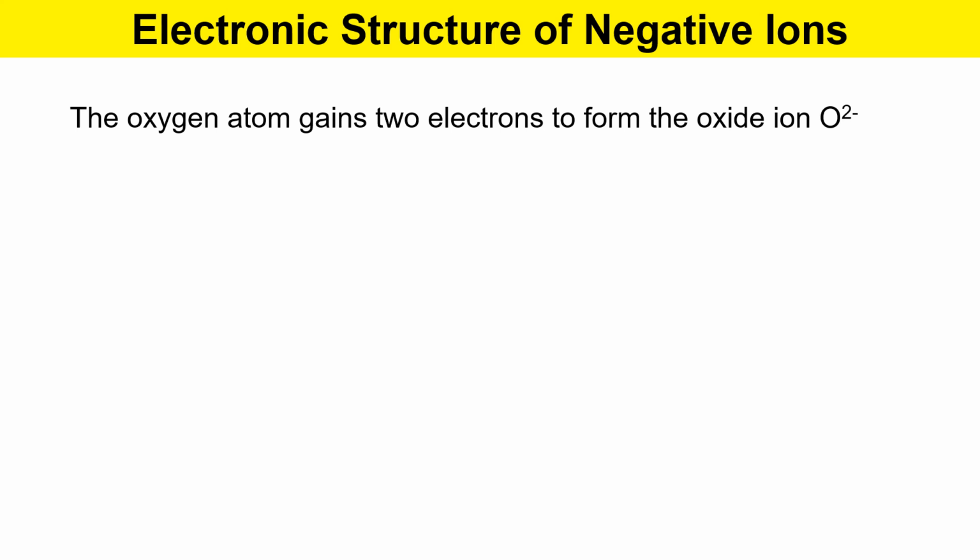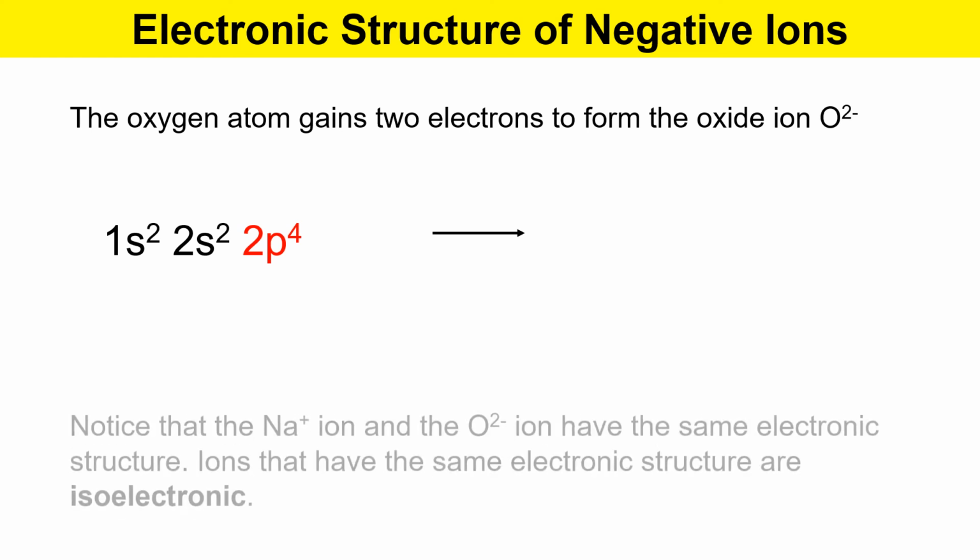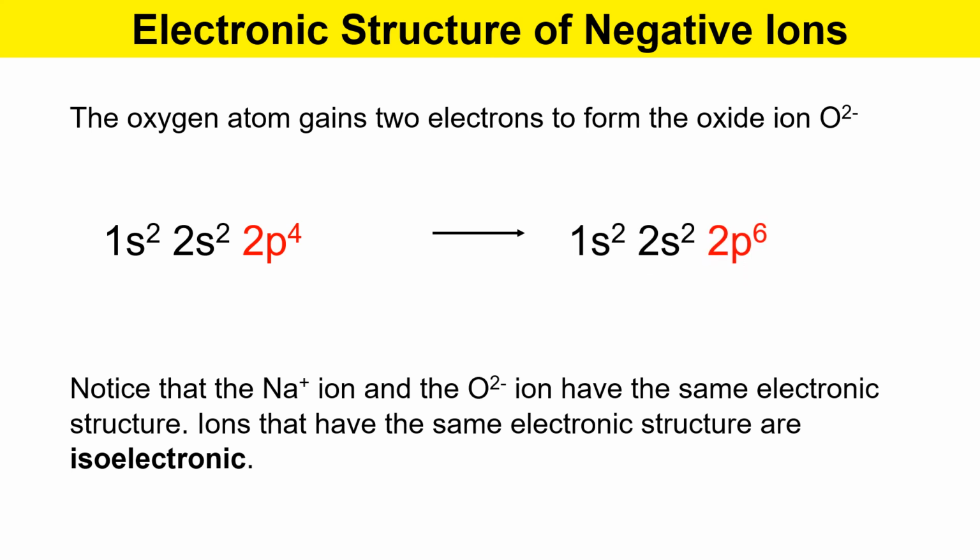If we look at negative ions, the example here is oxygen becoming oxide. Oxygen has an electronic configuration of 1s2, 2s2, 2p4. So we need to give it 2 extra electrons to get a full outer shell. Notice that sodium and the oxide ion have the same electronic structure. Ions that have the same electronic structure are referred to as isoelectronic.